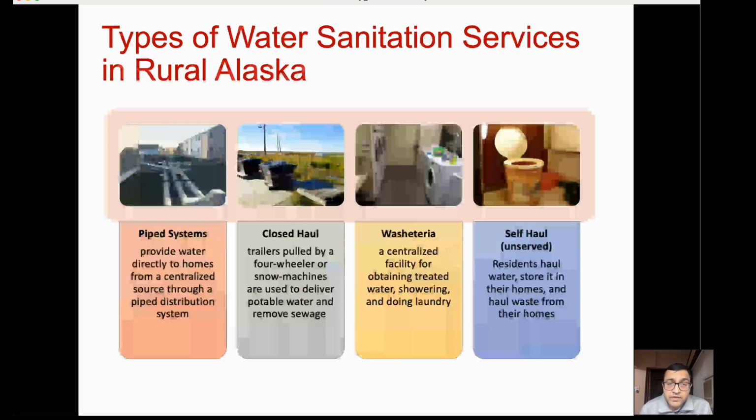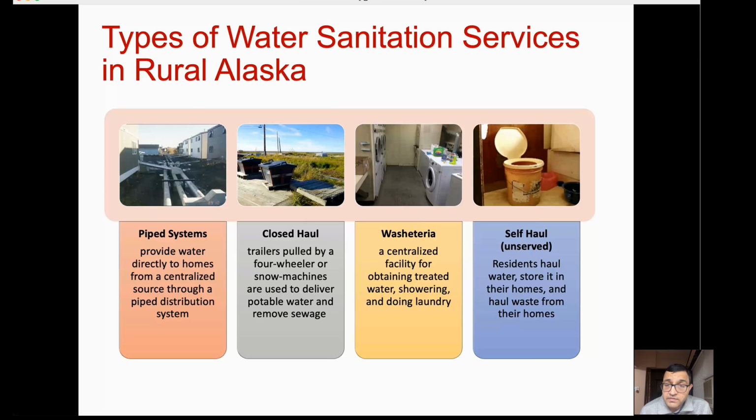Now, broadly speaking, you can divide the water and sanitation services into 4 categories. First are the piped systems that provide water directly to homes from a centralized source through pipes. And then there's closed haul, where trailers pulled by 4-wheelers or snow machines are used to deliver potable water, and they remove sewage. Then there are washaterias, which are centralized facilities for obtaining treated water, showering, and doing laundry. These are community-wide facilities that are present in many communities.